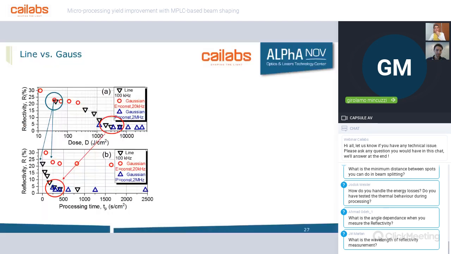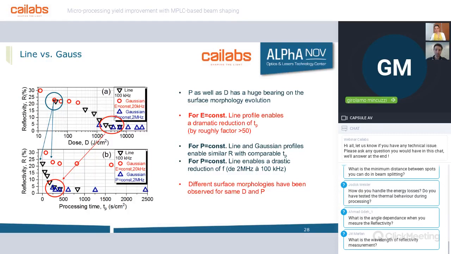And if you consider the line and you compare it to the Gaussian with the same power, you have the same reflectivity for the same dose and a similar processing time. But of course, for the Gaussian profile, you have a repetition rate which is much higher. So we can make some observations.